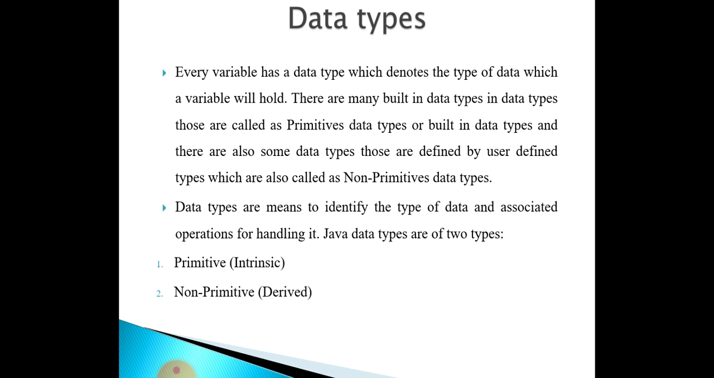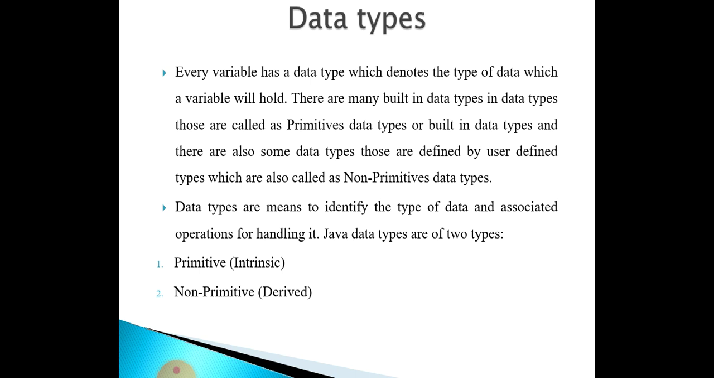What is a data type? The kind of data item is called a data type. What is the definition? Every variable has a data type which denotes the type of data which the variable will hold.